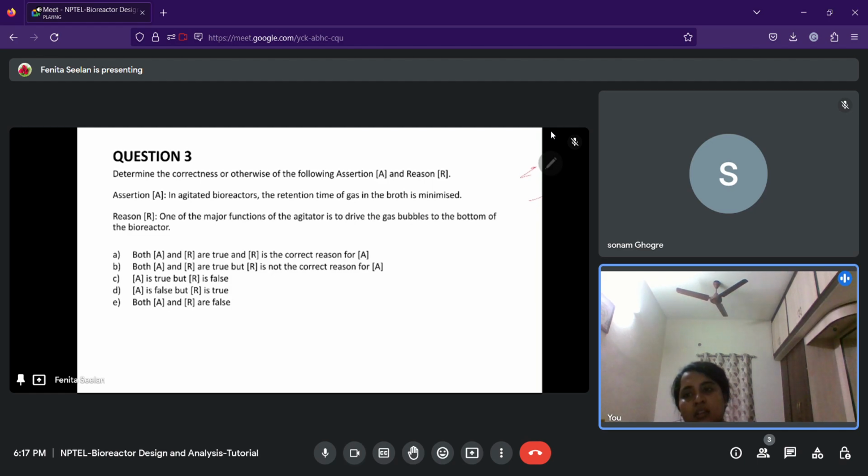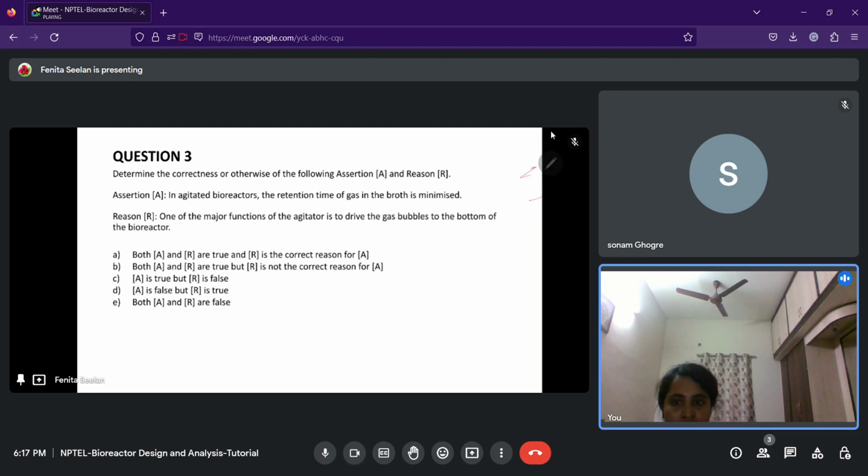So let's start looking at the options. Option A: both A and R are true, and R is the correct reason for A. What is A? It states that in agitated bioreactors the retention time of gas in the broth is minimized. Is it true? No, that's not true. So option A is invalid, then option B is also invalid. Option C is: A is true but R is false. Let's see whether R is false.